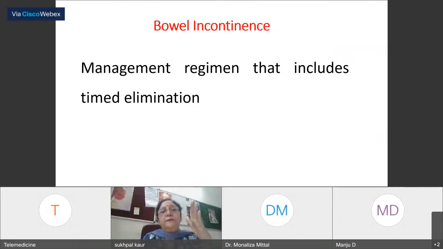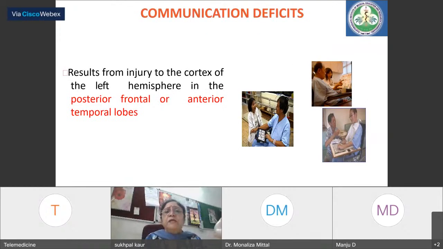For example, if the person is able to go to the toilet, we can ask the person to sit on the toilet seat and keep a small stool under the feet of the person, and we can give a squatting position to the patient. That also really helps the person with bowel habits.